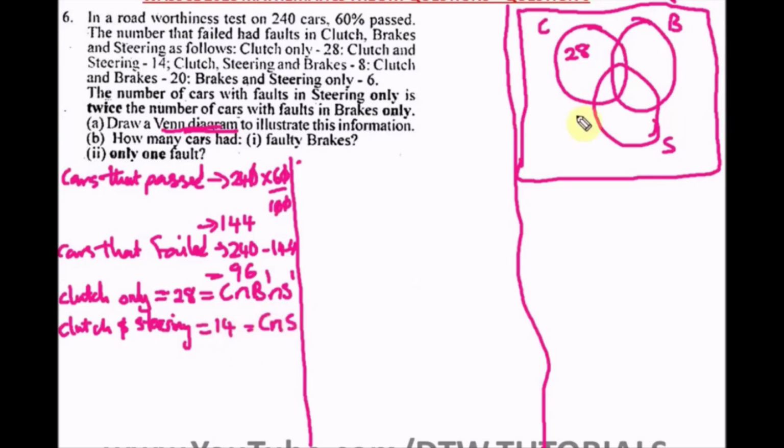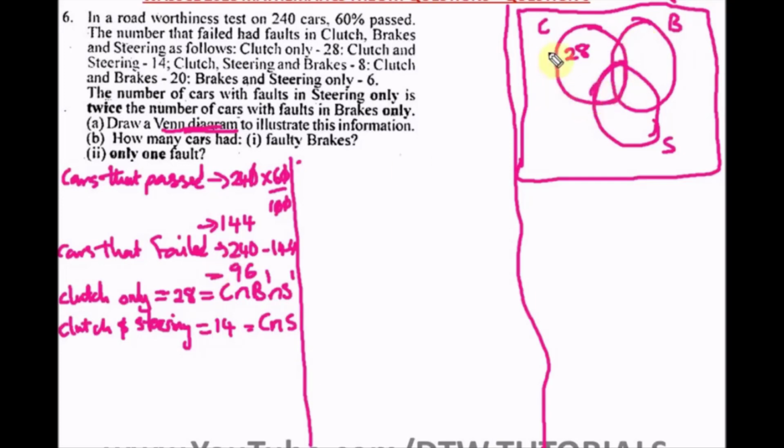Right now, it means that this whole area here, C intersection S, is from here to here. That is C intersection S. So we can't really state it yet, since we have the intersection of C, B, and S here, and this part here is C intersection S only. While clutch and steering is 14, which is the whole of this. Do you follow me? Which is also an intersection of what? There's also a B in it.